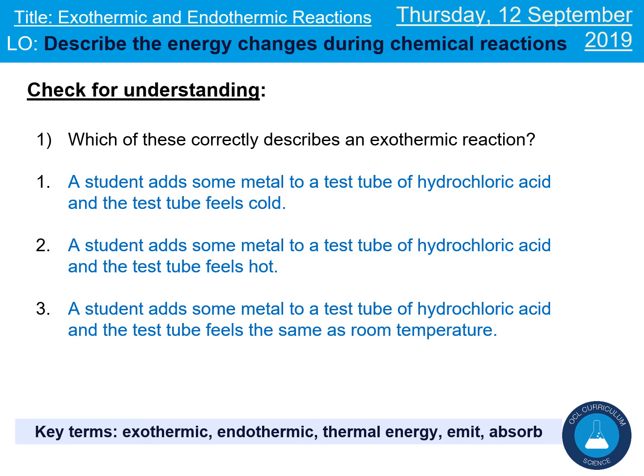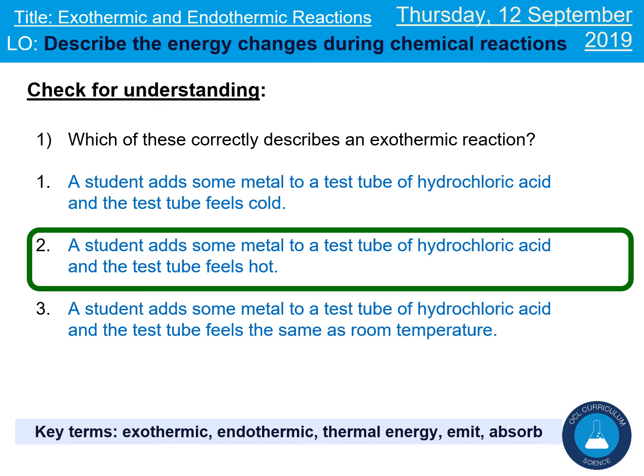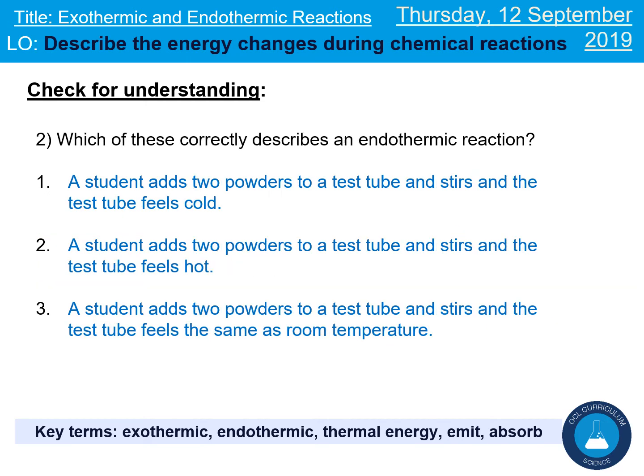Let's check your understanding. Read the following question and then write down the answer 1, 2 or 3 on a piece of paper. Press pause while you're doing this. Let's see if you got it right. The answer is number 2. This is because exothermic reactions are ones where they release heat energy to the surroundings, so the test tube would feel hotter. It can't be number 1 because the test tube is described as getting colder.